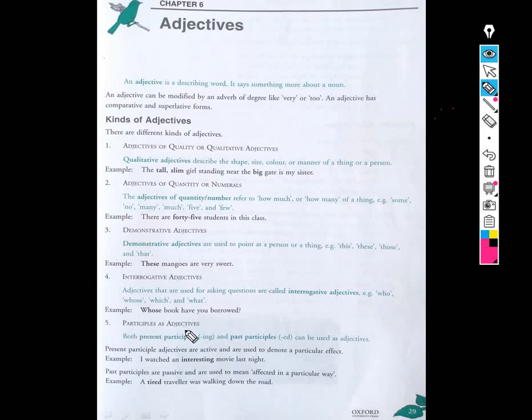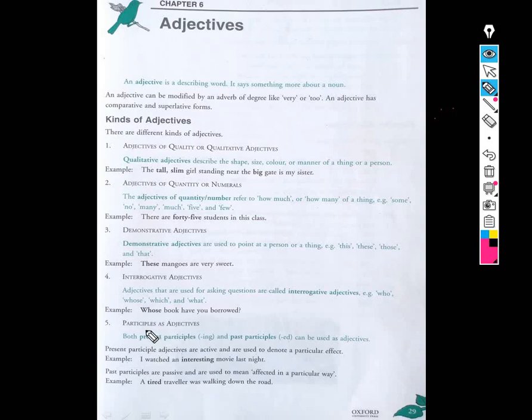Number 5, participles as adjectives. Okay, participles are basically forms of verb. There are 2 types of participles. One is present participle, the other is past participle. Present participle is basically the form of a verb, and that is also called the ing form of verb. For example, play, playing. Playing is present participle. Open, opening. Opening is present participle.